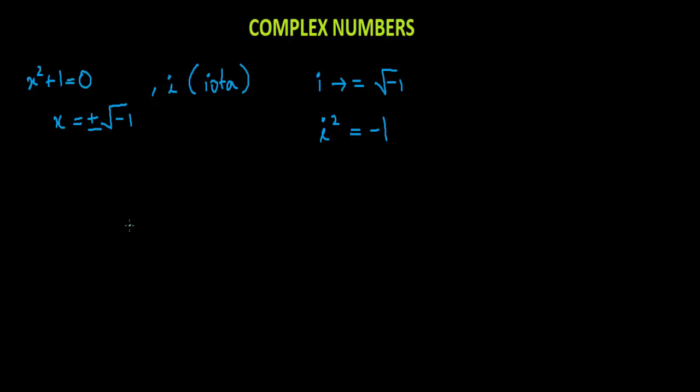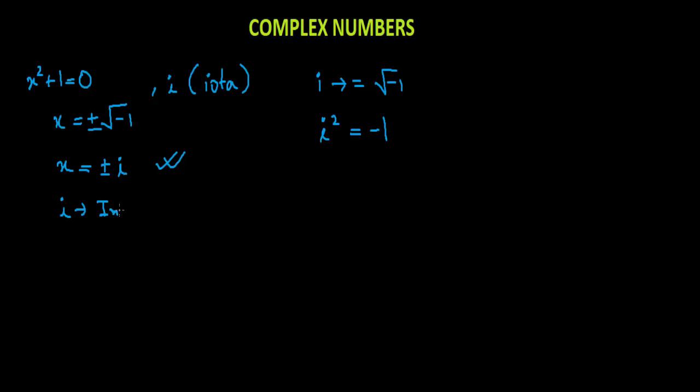So it follows that i is a solution of this equation, and also minus i, since minus i square is also equal to minus 1. Then this equation will have two solutions, that is plus minus i. So this was the solution introduced by Euler. This number i is called the imaginary number.